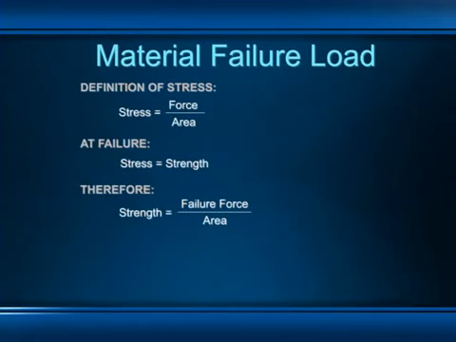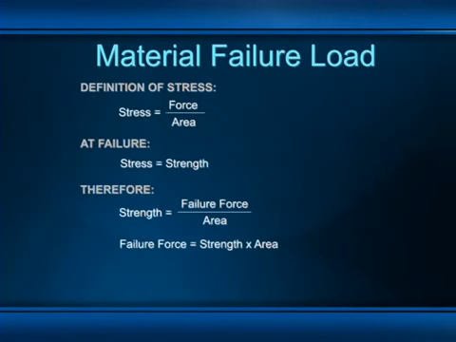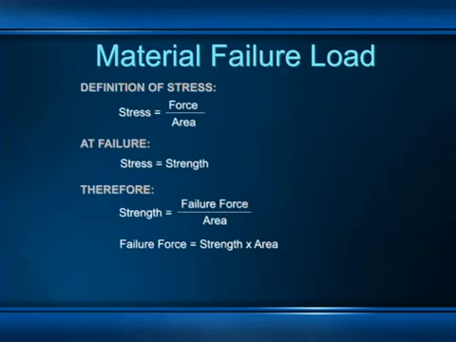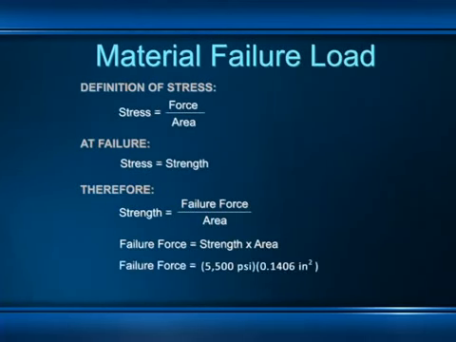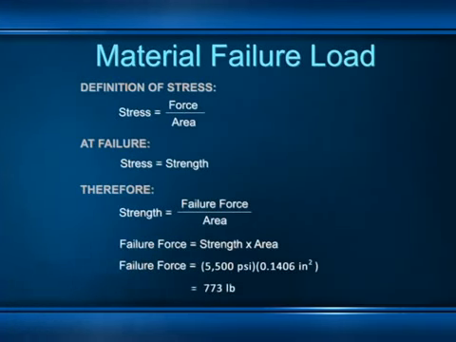Therefore, the strength at failure is equal to the failure force divided by the area, and we can just algebraically rearrange that equation in terms of failure force, and it turns out that the failure force can be calculated as the strength times the area. Remember that the area of all 4 of our wooden test specimens was exactly the same, so we can substitute that area in, do the calculation, and find out that the material failure load for all of those columns is exactly the same, 773 pounds.